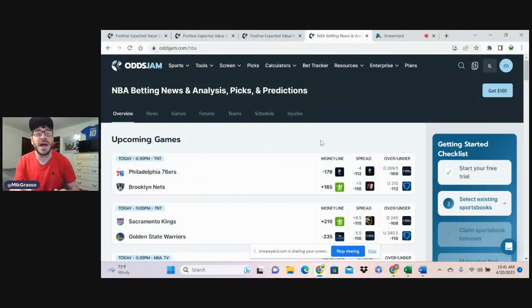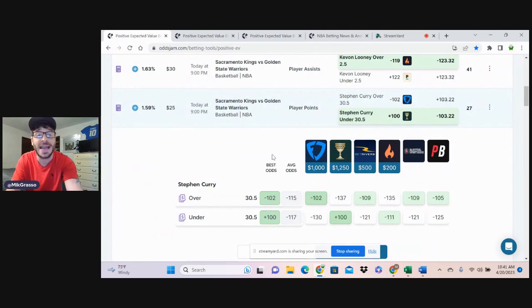All right, you guys are here for the bets for tonight's slate. So let's jump into them right now. Bet number one, all three bets found on the positive EV page on oddsjam.com.